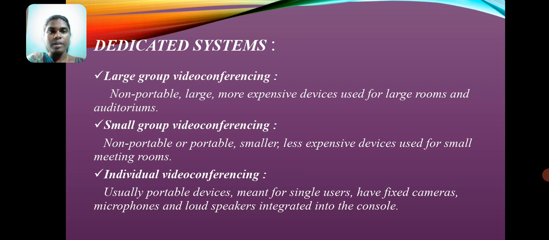Let's see elaborately about dedicated systems. In dedicated systems, there are three subgroups. The first one, large group video conferencing, the second one, small group video conferencing, and the third one, individual video conferencing. In large group video conferencing, non-portable, large, more expensive devices are used for large rooms and auditoriums. And small group video conferencing uses non-portable or portable, smaller, less expensive devices for small meeting rooms. In individual video conferencing, usually portable devices meant for single users have fixed cameras, microphones and loudspeakers integrated into the console.